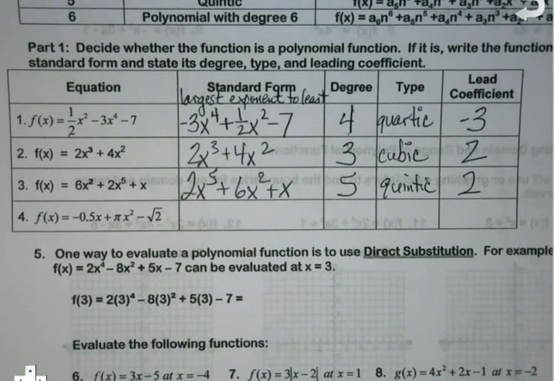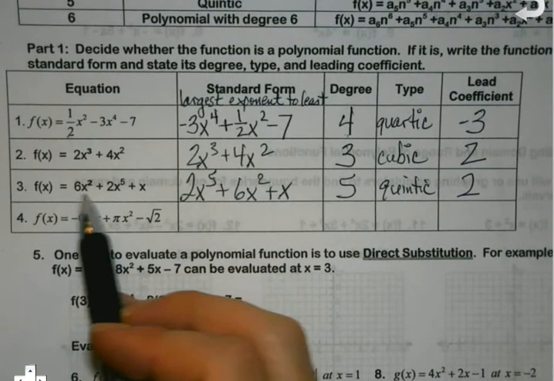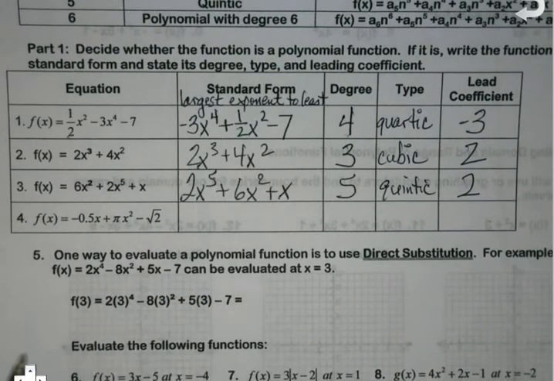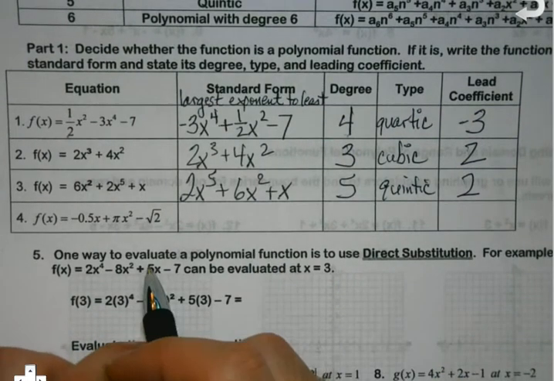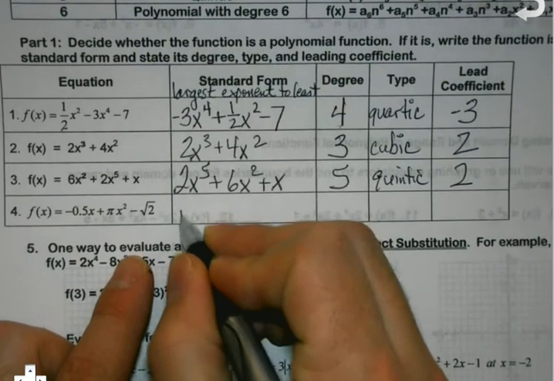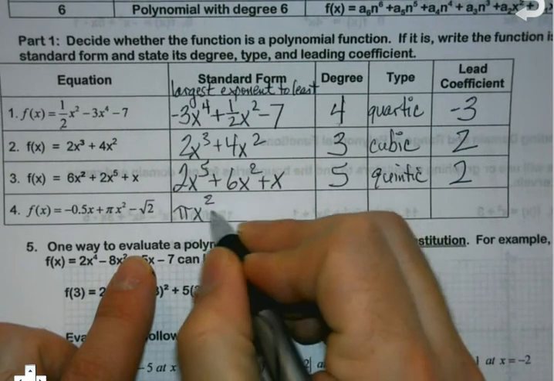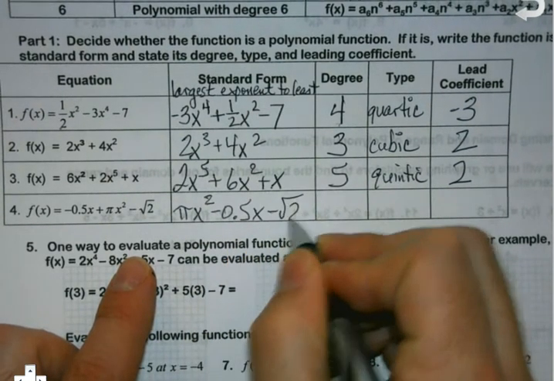Now here's one other thing that may happen to you sometime, even though we haven't seen it yet. You may get a function that has 2 terms with the same degree. You may have to combine like terms before you can actually start putting it into standard form. Just something to be aware of and to think about. Ooh, this one's weird. All right, what about this last one? Pi x squared minus 5x minus the square root of 2.